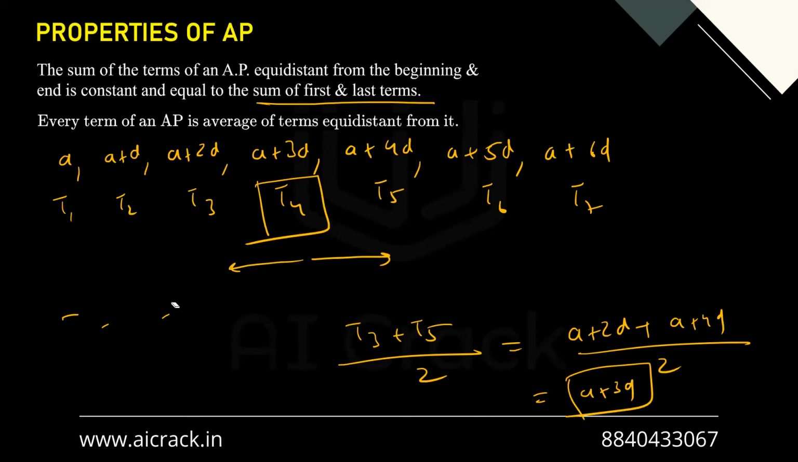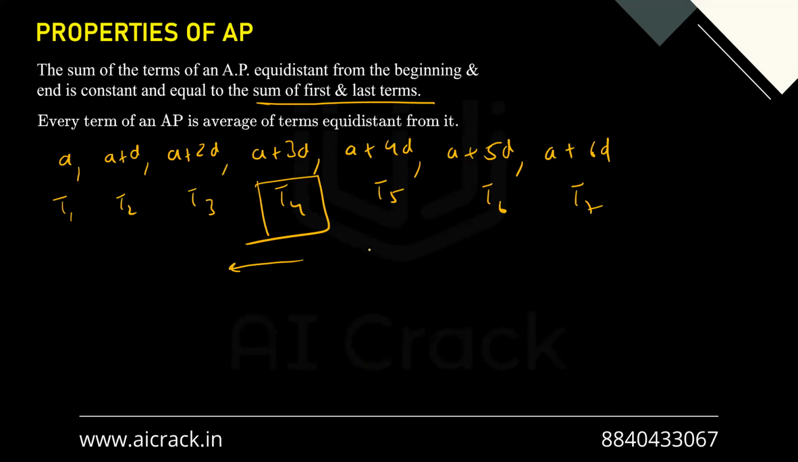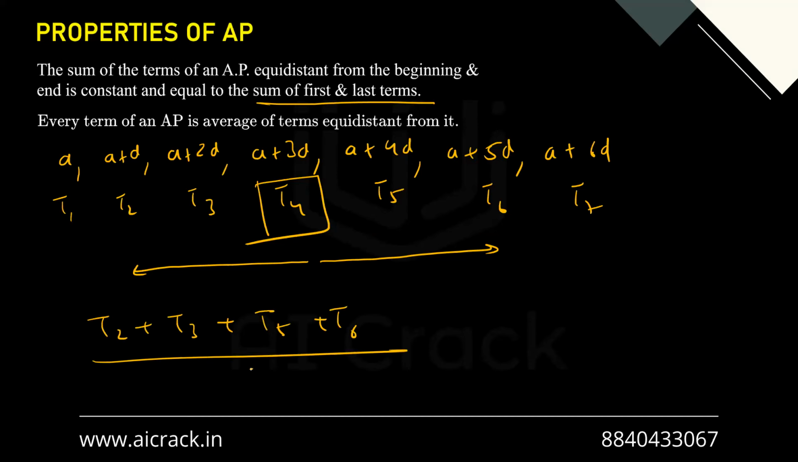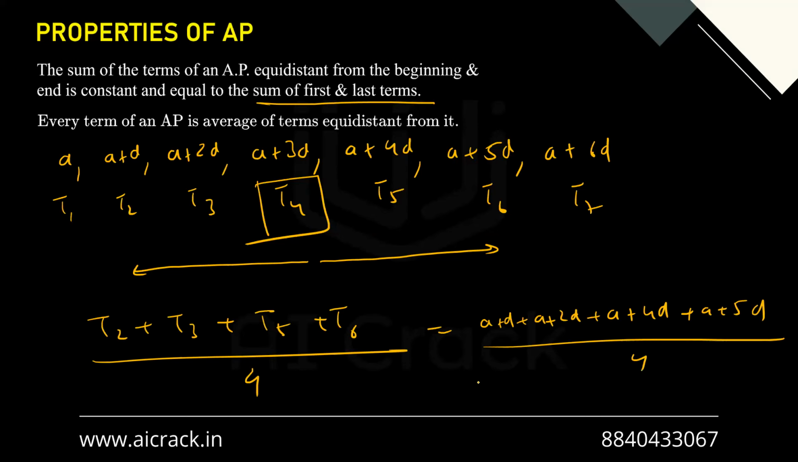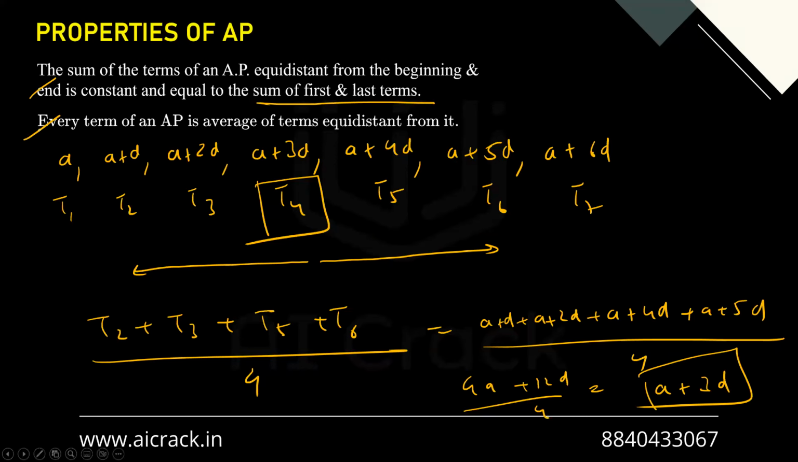Okay, let's take one more example. Let's say we're going two units, right? In that case, what we'll get? We'll get T2 plus T3 plus T5 plus T6. Let's take the average, that is divide by 4. That would give us A plus D plus A plus 2D plus A plus 4D plus A plus 5D, divide by 4. We have got 4A plus 12D, divide by 4. We'll still get A plus 3D as the outcome. Okay, so these two properties are very important.